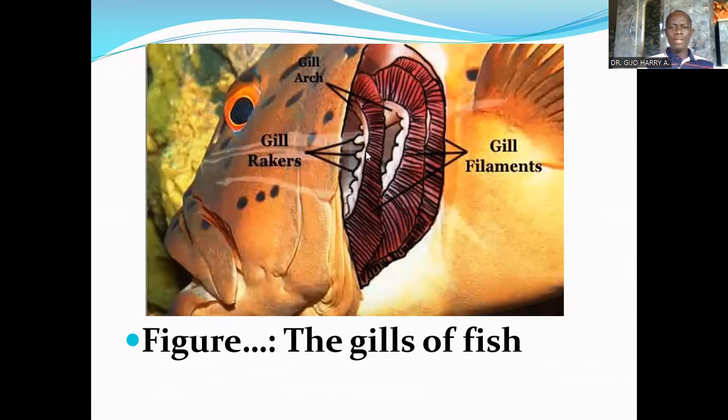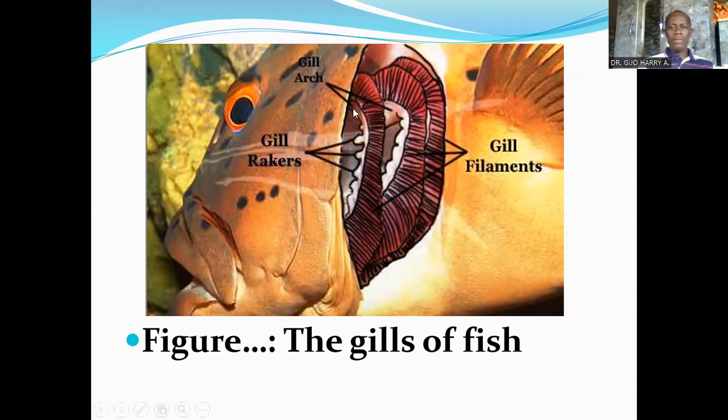Now here is a picture showing the gill structure of a fish. These are the gill arches, and these are the gill rakers. The gill rakers also serve as an aid in feeding, directing food or preventing food from escaping. They also support the gill filaments.